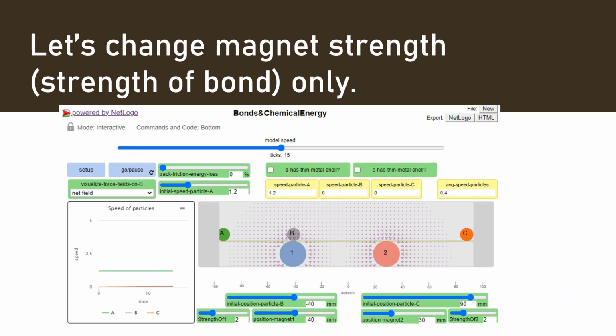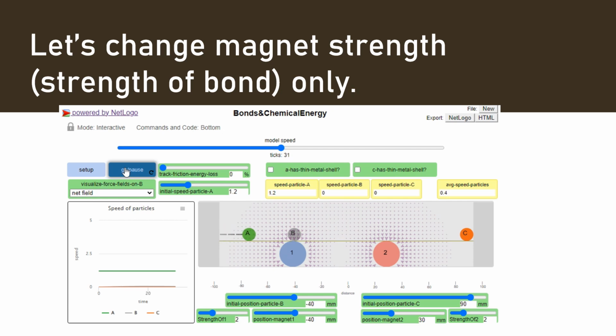Okay, here we're only going to change magnet strength. So magnet 1 is at 2. I'm going to leave this one alone. It is currently bonded to B. Magnet 2 is also at a strength of 2. And what I'm going to do is run it each time and then just change the strength of magnet 2. Okay, so here we go.